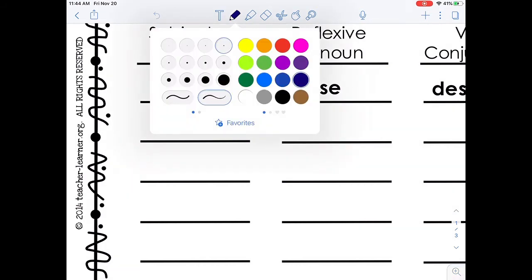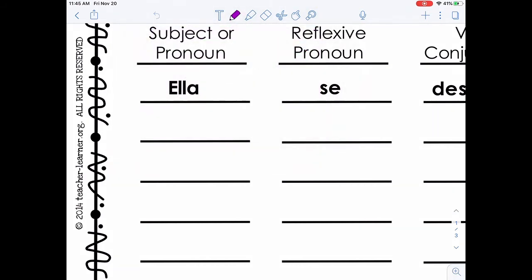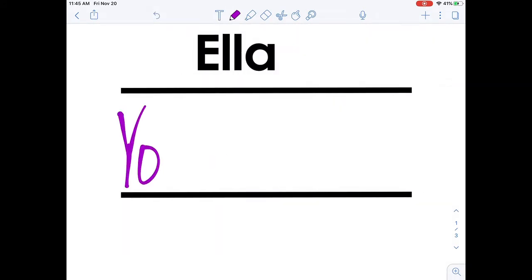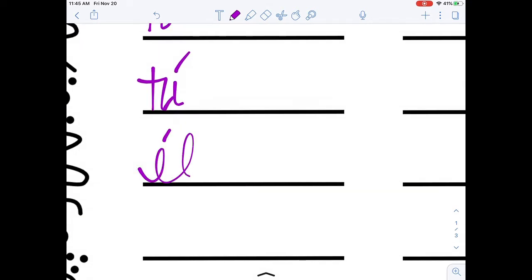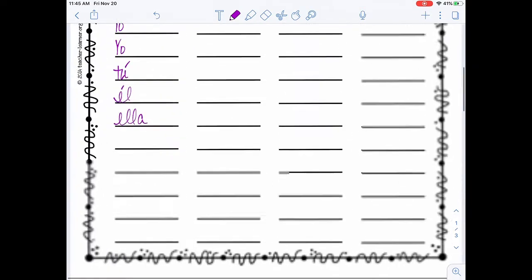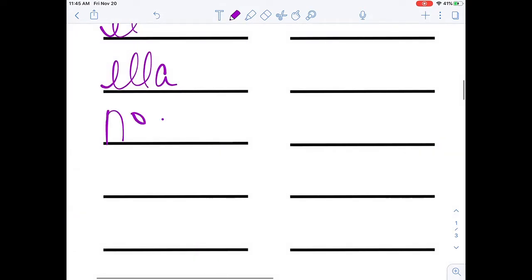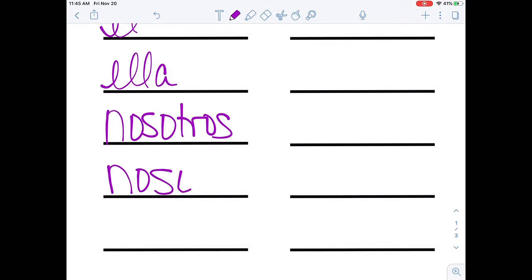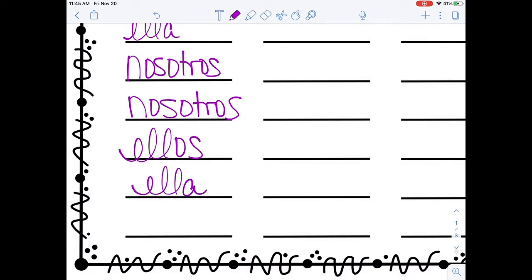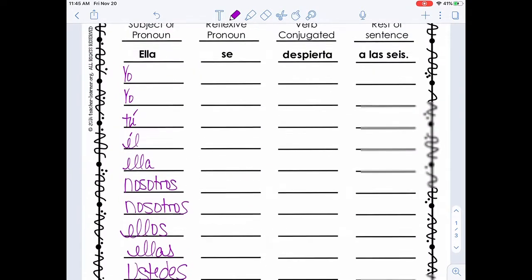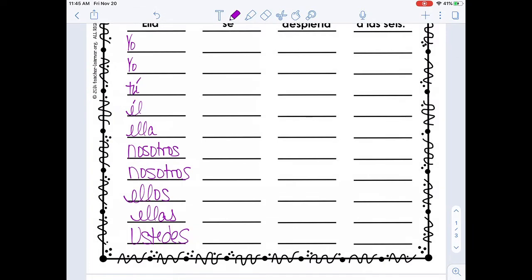Let's change it to, I like purple. Let's do light purple, this purple. So we're going to do a couple of yos. We'll do 2 yos. So just go ahead and fill in the subject pronouns. We'll do a tú. We'll do an él. We'll do an ella. We'll do a couple of nosotros. And then let's do an ellos, an ellas, and then finally we'll do an ustedes. Okay, there we go. Those are all of our subject pronouns. We're going to write a sentence for all of these people.